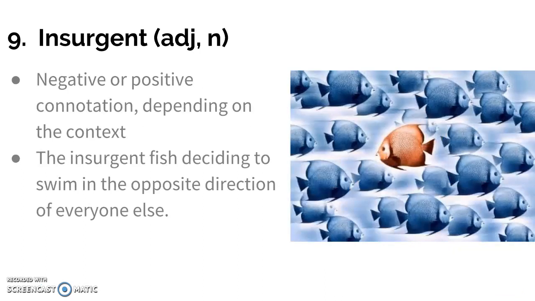Number 9 is insurgent, which can be an adjective or a noun. For the adjective, it is going to be rising in opposition to authority or being rebellious. So insurgent is a good synonym for rebellious as an adjective. For a noun, it is going to be a person who is rebelling. So someone can be called an insurgent if they are the person who is rebelling. So insurgent as a noun is a good synonym for the word rebel. This can be a negative or a positive connotation depending on the context. Sometimes it's good to be rebellious, sometimes it's going to be negative. So it depends on how you use it. For our example, the insurgent fish decided to swim in the opposite direction of everyone else.